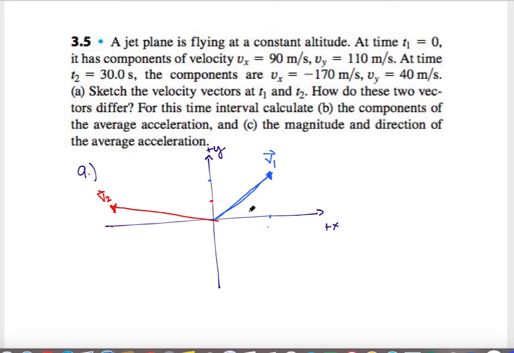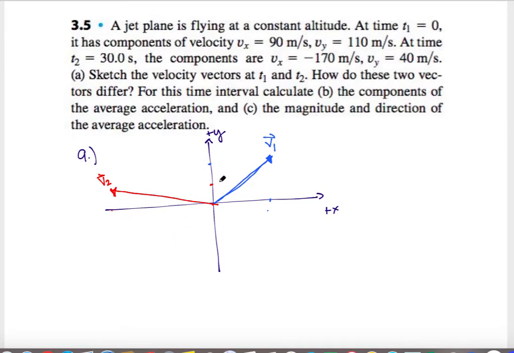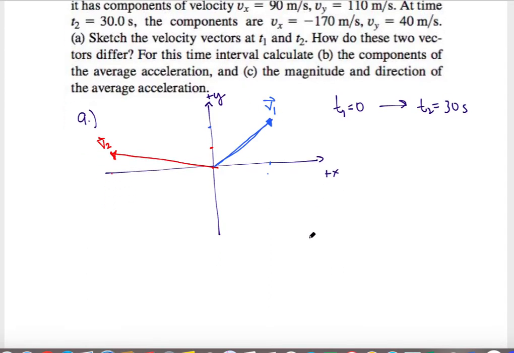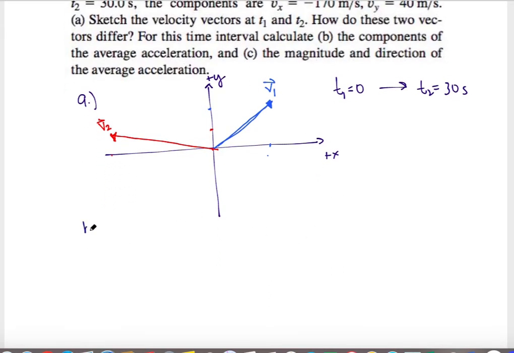So how do they differ? Well, one is up and to the right, and the other is up and to the left. One has a positive x component, one has a negative x component. Both have positive y components. So for this time interval, going from t1 equals 0 to t2 equals 30 seconds, I want to calculate the average acceleration. So how do we do this with a vector?